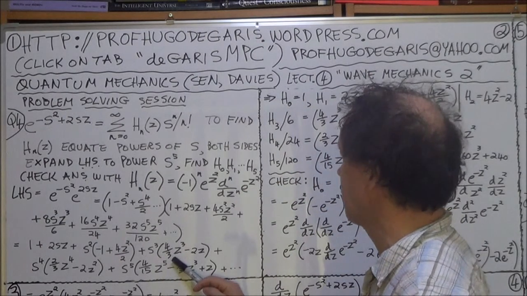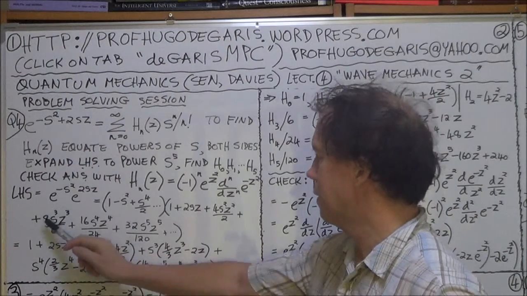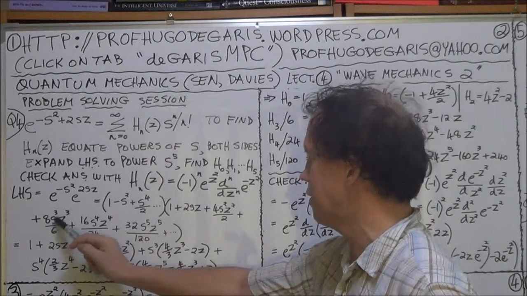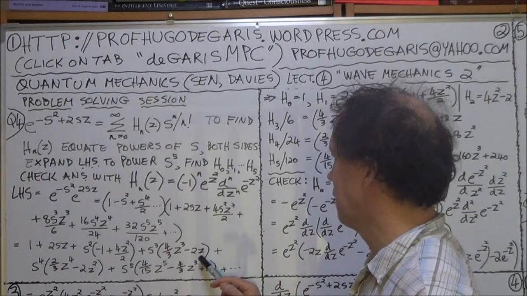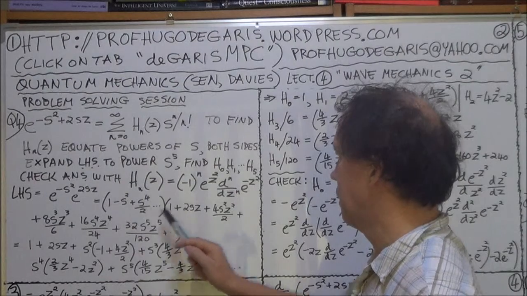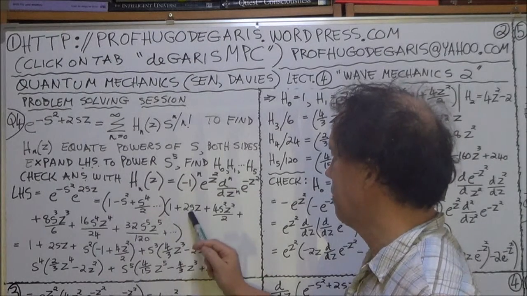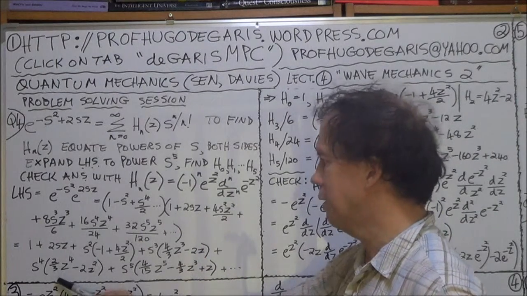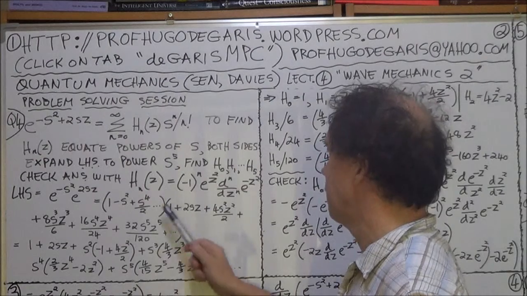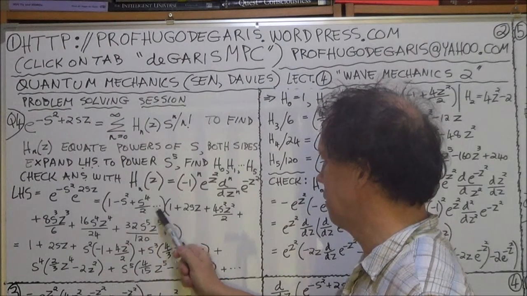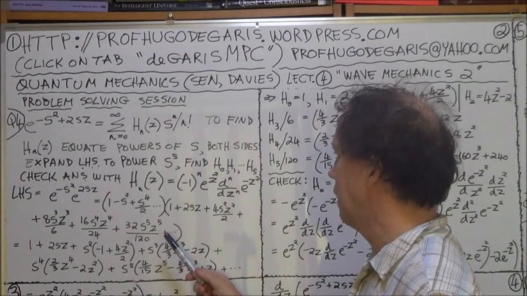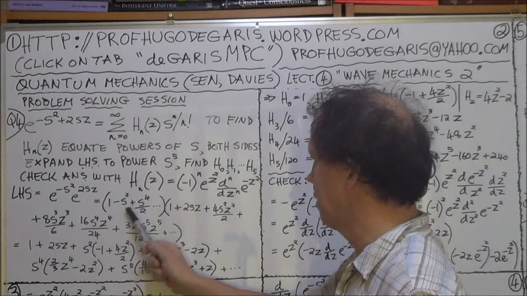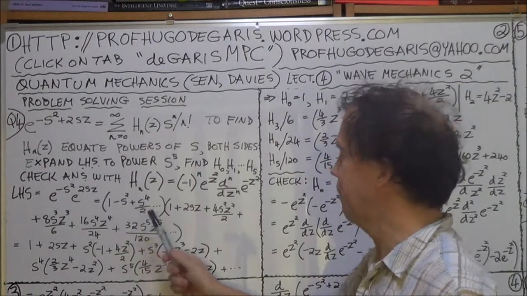Where's this 4 over 3 come from? Oh, I see. It's this times that. So it's 4 over 3 s cubed z cubed. That's that term, and another s cubed from here and here. So you get minus 2z s cubed. Now I'll collect the s to the fourth terms. You'll get one of them from here, 1 times this, and these two together, multiplied, will give you s to the fourth.